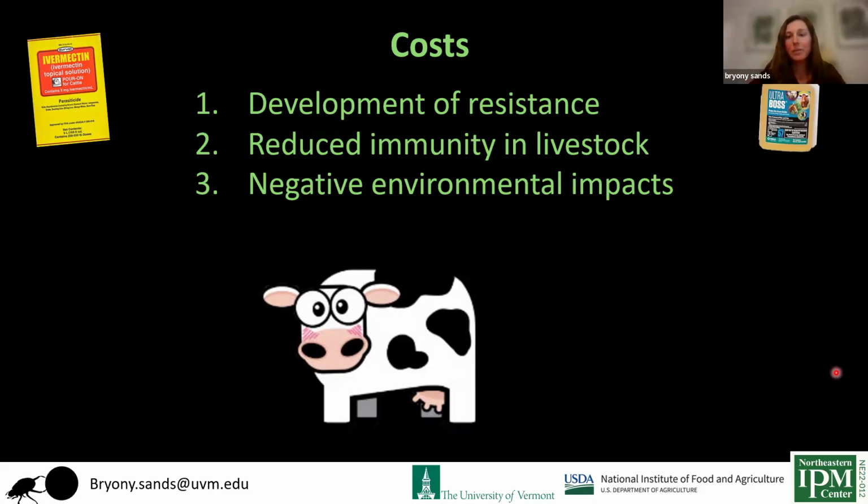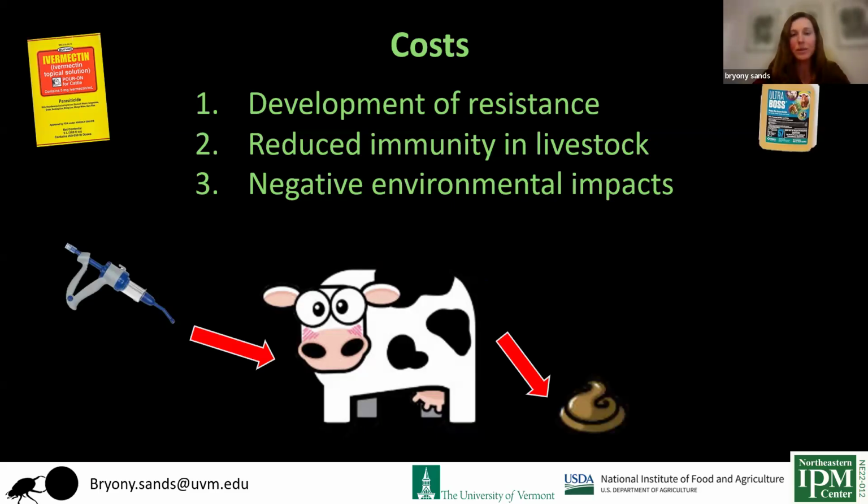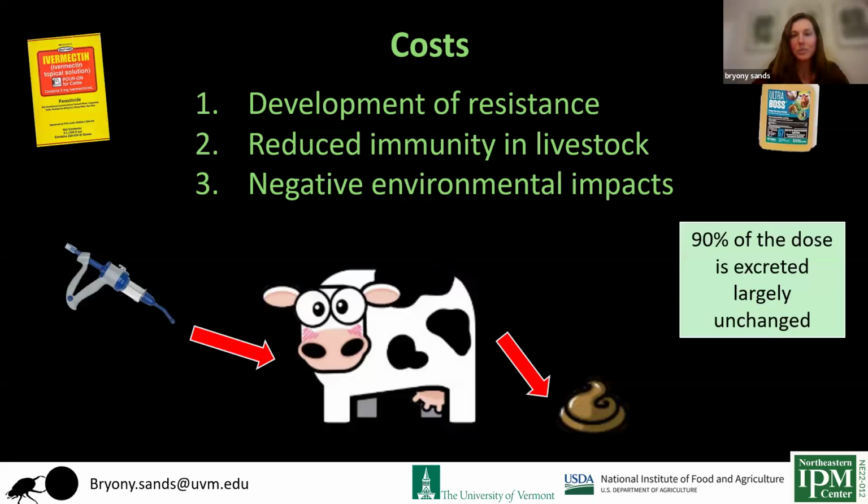Finally, negative environmental impacts. As I mentioned, these chemicals are very effective at killing pests and parasites. They're usually insecticidal or wormicidal. However, when we treat cattle, they come out the other side and they're still insecticidal when they come out in the manure. We know that up to 90% of the dose can be excreted largely unchanged, so still insecticidal. And obviously, if we're having insecticide residues in those dung patties on our pastures, that's going to have negative impacts on those beneficial insects that I was speaking about.